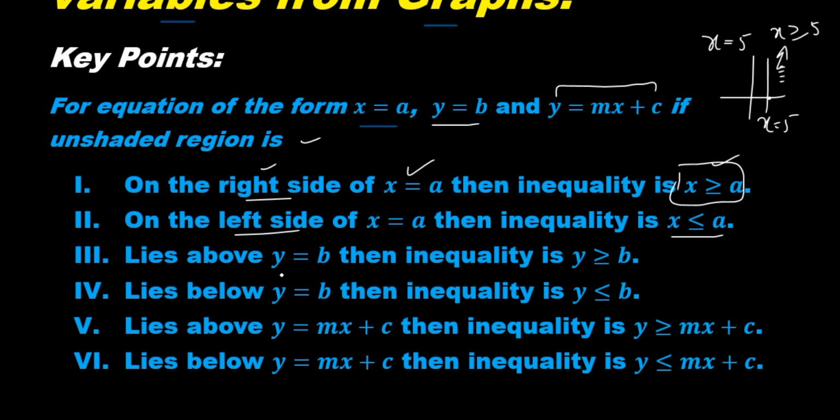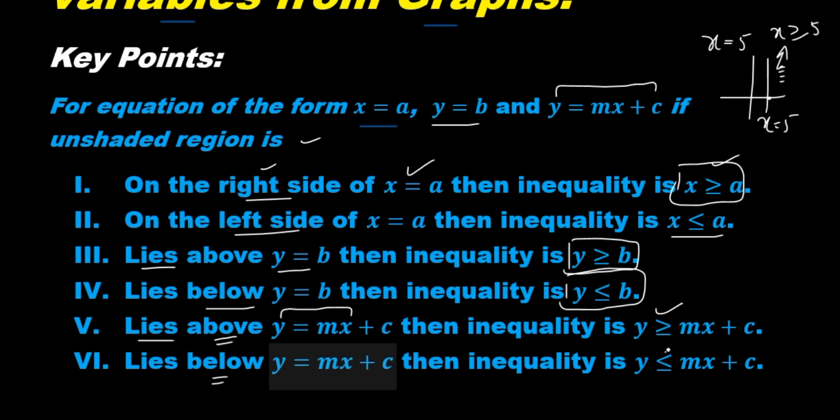Similarly, if we have the equation y is equal to b, that is a horizontal line. If the unshaded region lies above this line, then the inequality will be y greater than or equal to b. And if the unshaded region is below y is equal to b, then the inequality is y less than or equal to b. And if our line consists of two variables y and x, and the unshaded region lies above, then for above again we will use the greater than or equal to sign, and for below we will use the less than or equal to sign.